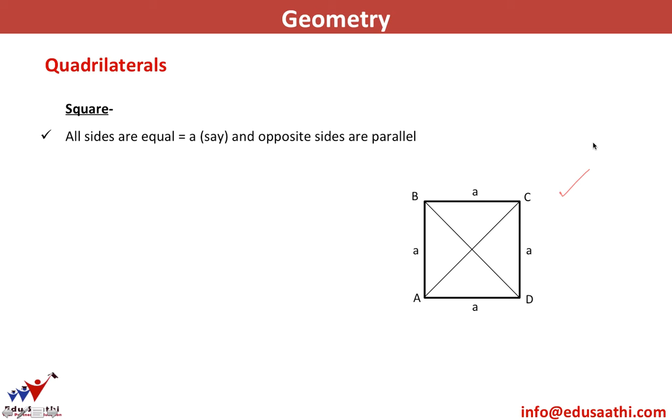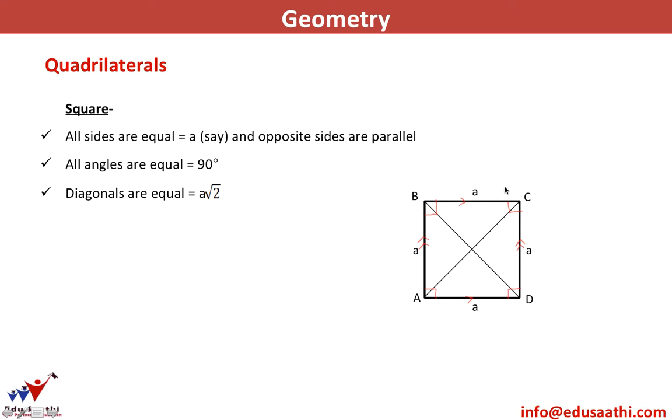Now the properties of a square. All the sides of a square are equal and opposite sides are parallel. So this side would be parallel to this, and this side would be parallel to this. That is the first thing. All the interior angles are 90 degrees. Since all the sides are equal, all the angles would be equal and the sum of all the angles is 360 degrees, so all the angles turn out to be 90 degrees.